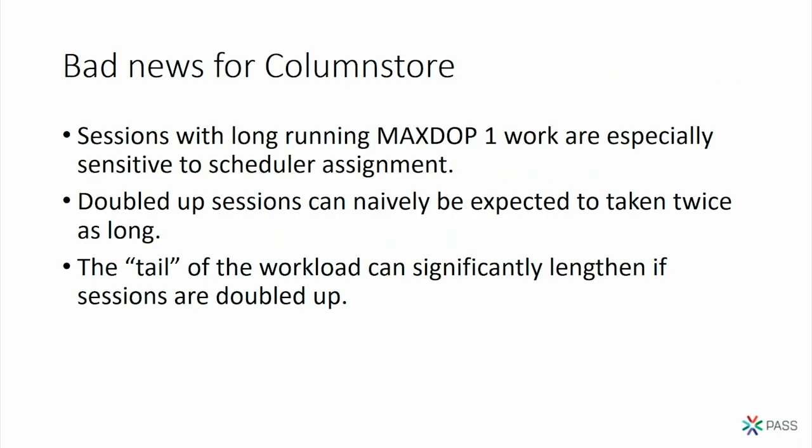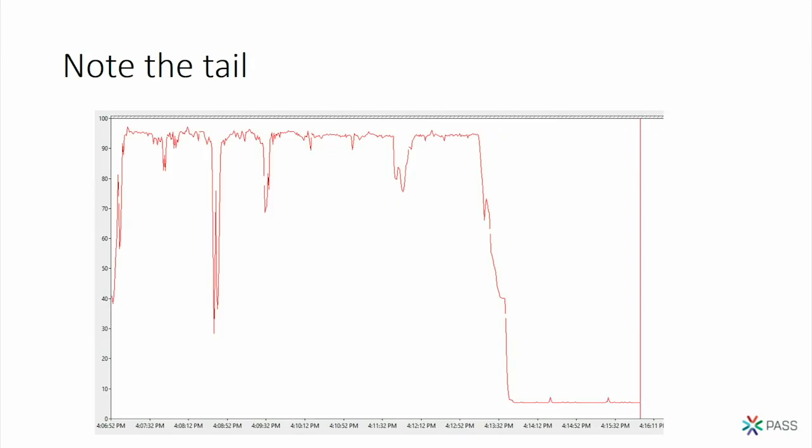This is especially bad news for our workload, because I've got long-running MAXDOP 1 queries, which are especially sensitive. If you think about it, let's say I have a query that has 300 seconds of work to do, MAXDOP 1. If it gets doubled up on a scheduler, it has to fight for time on that scheduler. So if it only gets 50% CPU, it's going to take twice as long, which is why you see this tail.